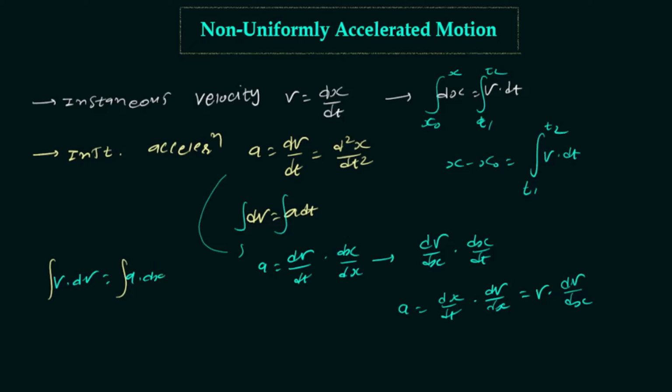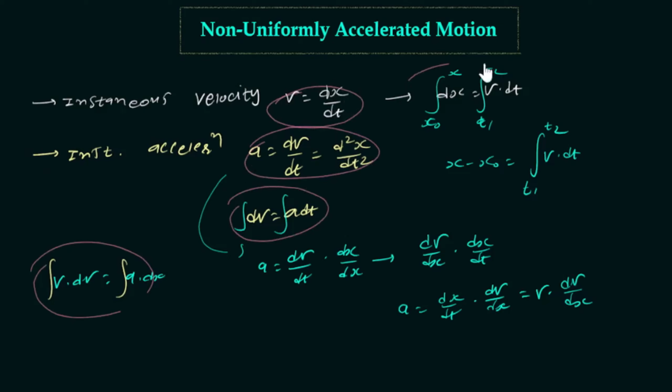Here we are going to remember a few formulas. One is this one, this one, this one, this one. These five formulas are enough for solving non-uniformly accelerated motion questions. Basically you have to apply these in problems, and also you have to remember this equation of acceleration as well. So in total, six formulas you have to remember for solving problems of non-uniformly accelerated motion.